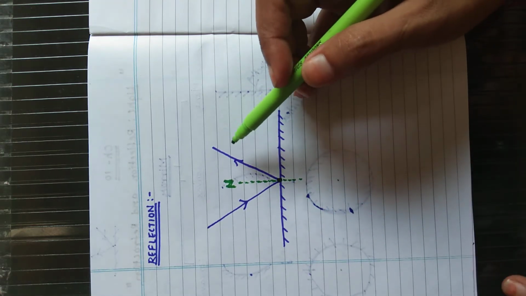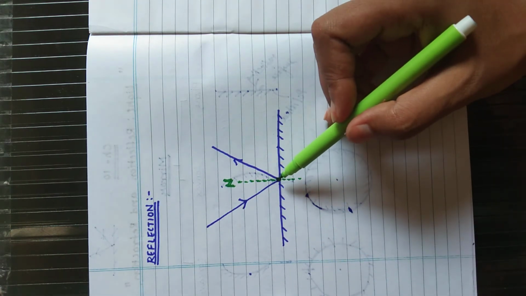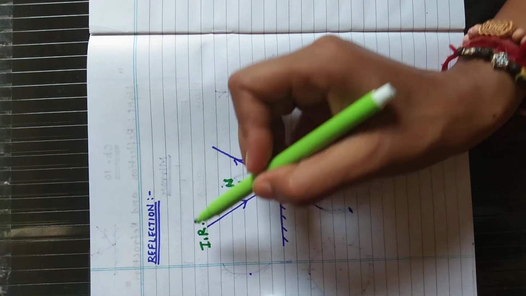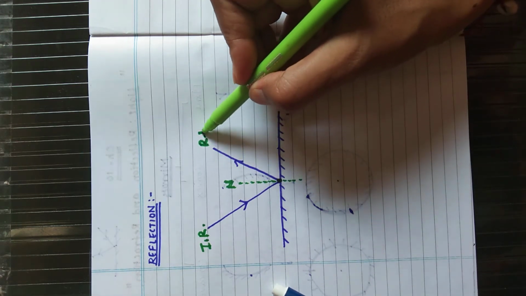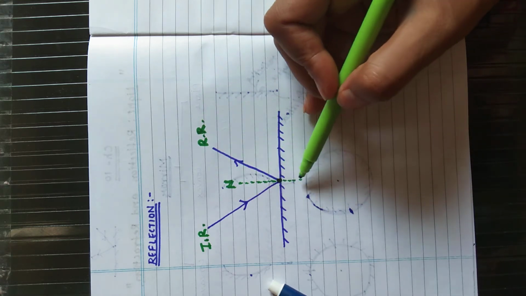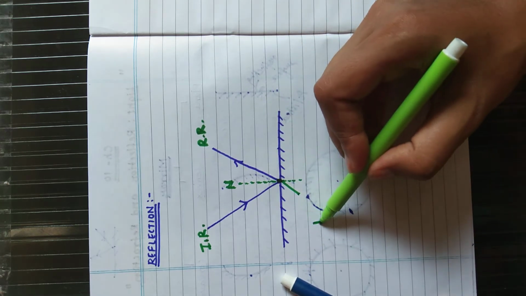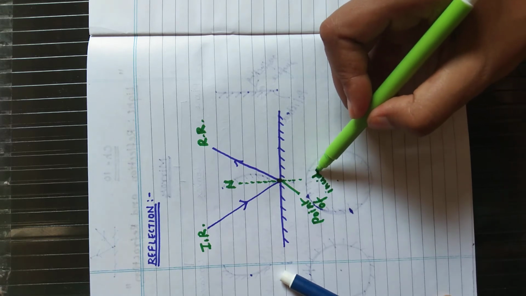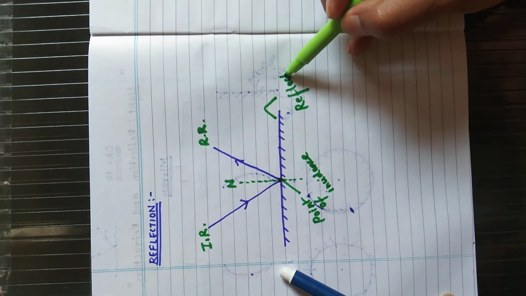Now, the ray which is coming and striking the reflecting surface is called the incident ray. And the ray which is bouncing back is called the reflected ray. At the point of incidence, this is the normal, this is the reflecting surface, and this is the point of incidence.